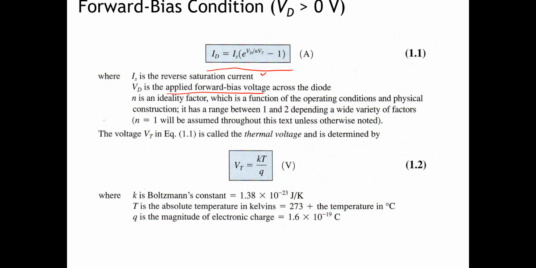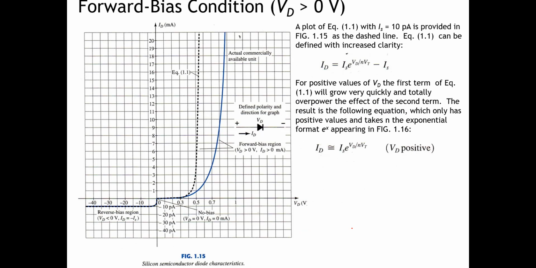And what is the thermal voltage? Vt is kT/q, where k is the Boltzmann constant, T is the absolute temperature in Kelvin, or the operating temperature of the diode, and q is the magnitude of the electronic charge. Okay, so this is the forward bias condition.